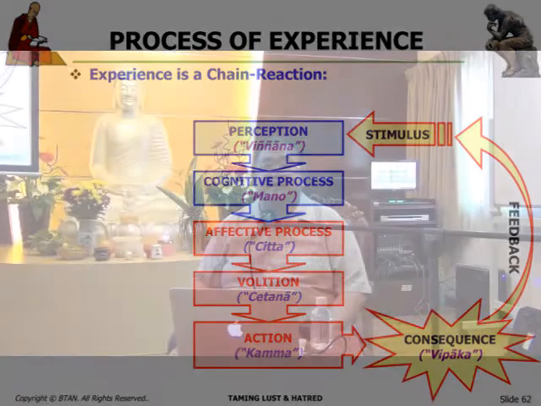So I hope the flow chart has helped you understand better this whole process of experience that leads to our cetana, karma, and vipaka. Now that is the spiritual side of the description. Let's talk a bit about the physical side. What is the physical side? What goes on in the body and the brain?